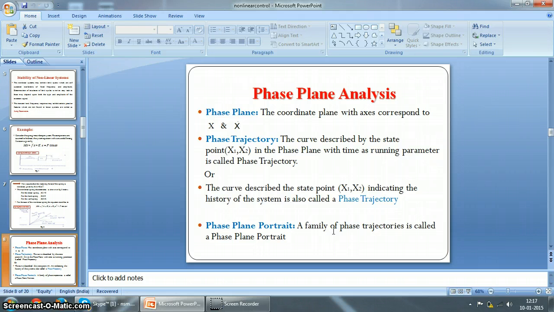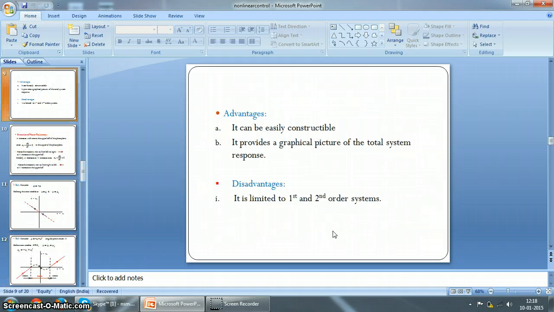Suppose the system converges to the equilibrium state, then the system is stable. Suppose it diverges away from the equilibrium state, then the system is unstable. In this way, we can decide the stability of a nonlinear system by using phase plane analysis. The main advantage of this method is that it is easily constructible, and it also gives a graphical picture of the total system response.